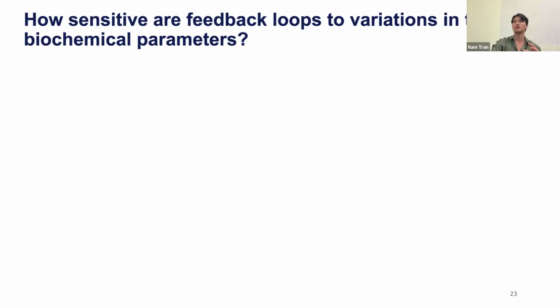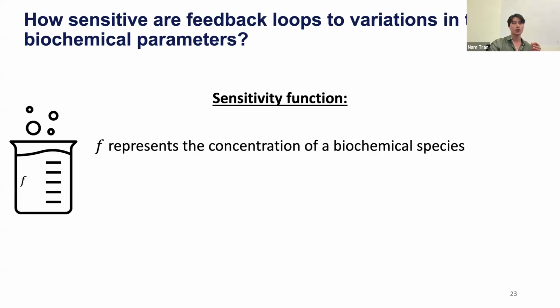So how sensitive are feedback loops to variations in their biochemical parameters? How much can it adapt? That's the question we want to ask. And we need a metric for this. And this metric is called the sensitivity function. So suppose F represents the concentration of some biochemical species, and that depends on some parameter theta.